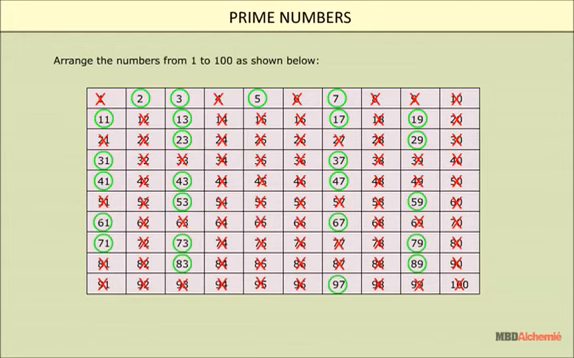Note: from the above list of prime numbers, we observe that every prime number is odd except 2, but every odd number need not be prime.